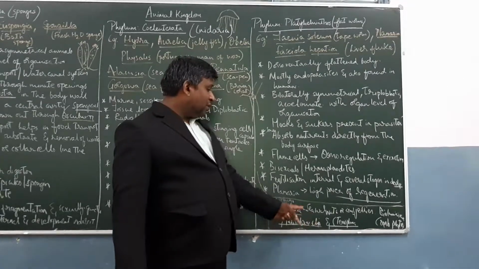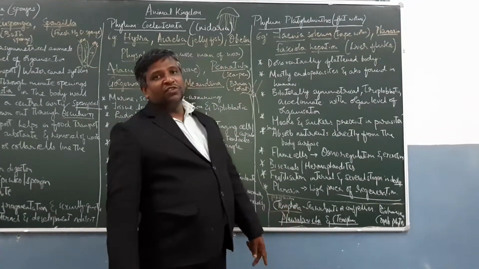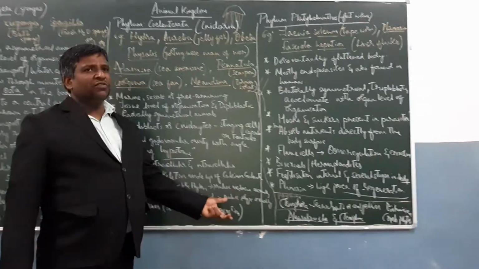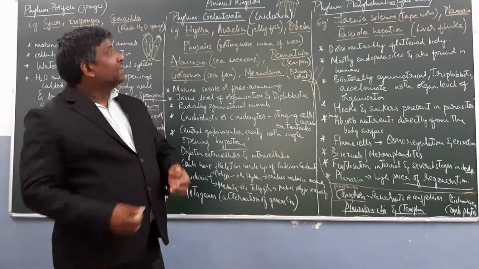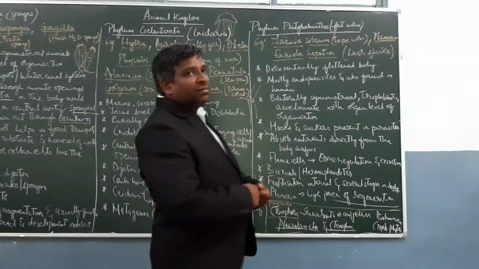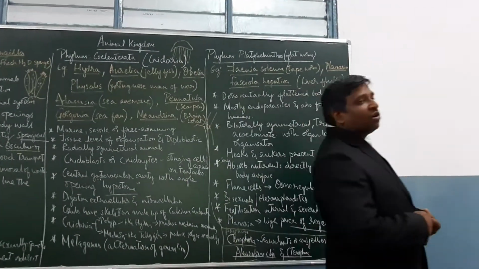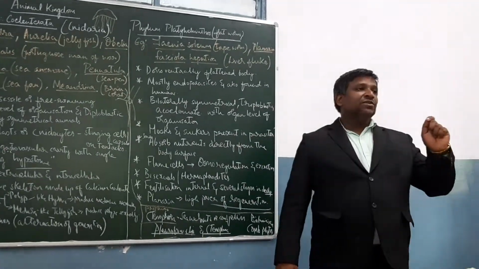The example Ctenoplana is an example for Phylum Ctenophora. That is a small phylum that you should also remember about. Then the next important phylum is Phylum Platyhelminthes, or we also call it flatworms.